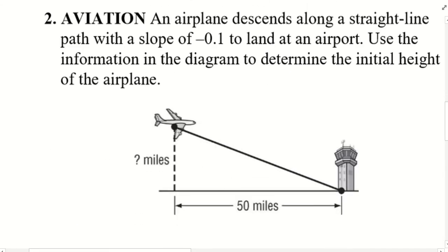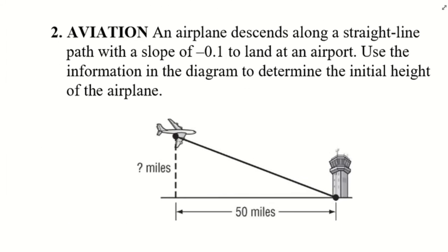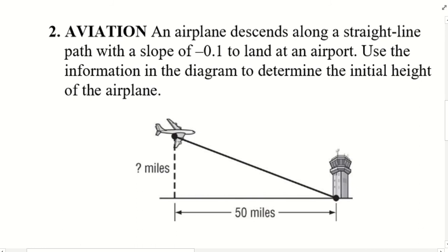Let's take a look at example number 2. I have an airplane and it's descending. I know it's descending because of the slope. The slope is negative, and it's going to land at the airport or that tower below. It wants us to calculate the vertical change, the change in y.